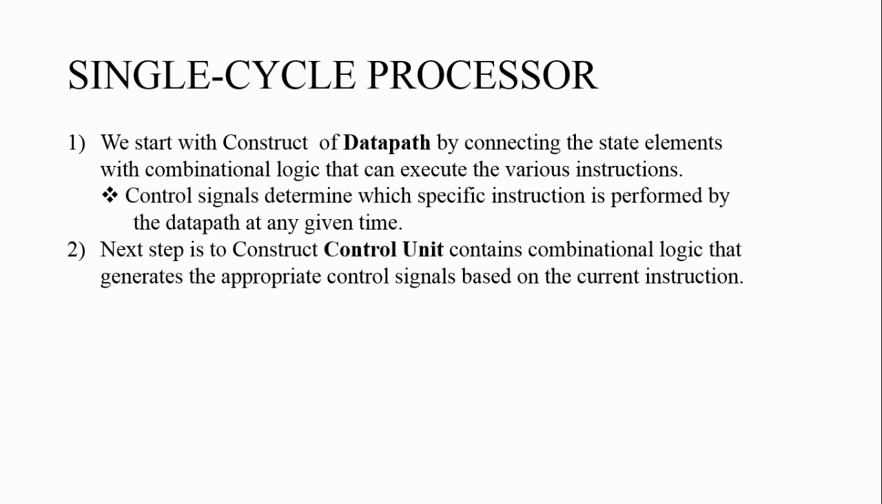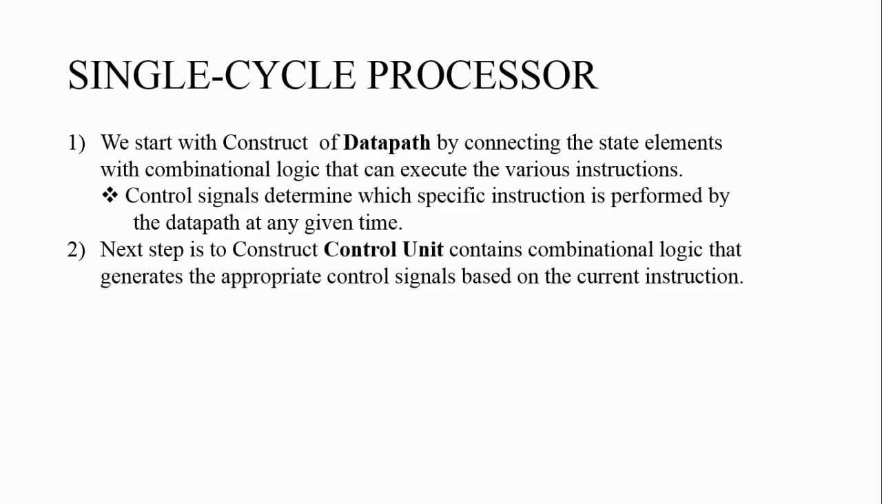For constructing a single cycle microarchitecture, we will start with the construction of a data path. The data path is a path used for connecting the state elements with the combination logic that can execute various instructions. You have already seen that you will have different processor state elements and combination logic. For interconnecting these, you will be using the data path.